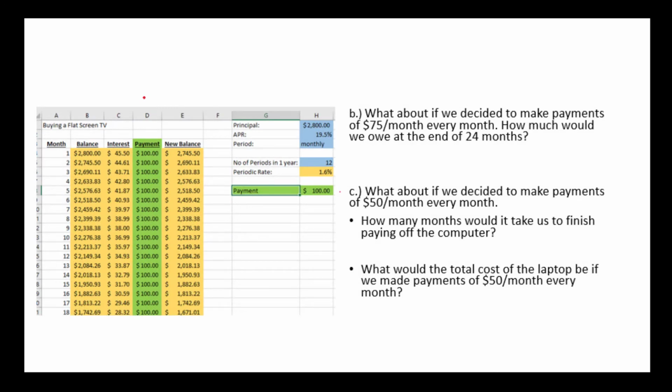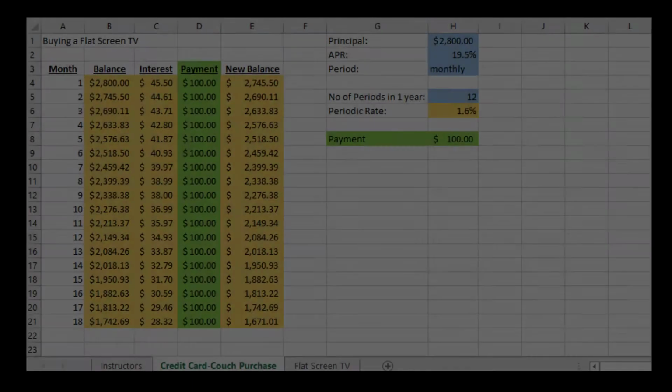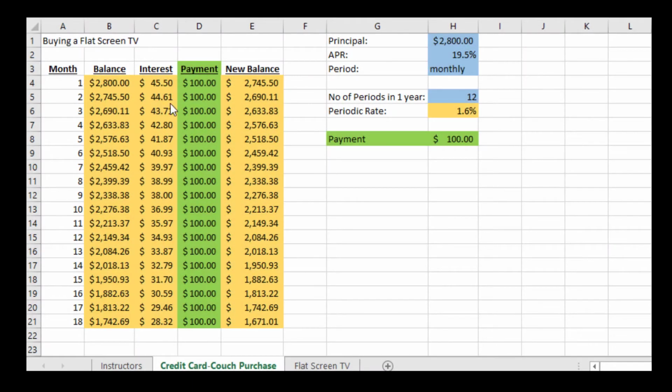Okay, so here is the credit card couch file that you built in lesson 4, and notice that it has a column D for payments. Being that we're going to be making both $75 and $50 payments, this is the file we're going to use. So we now have our live credit card couch purchase file down here, and we want to modify this for the computer.